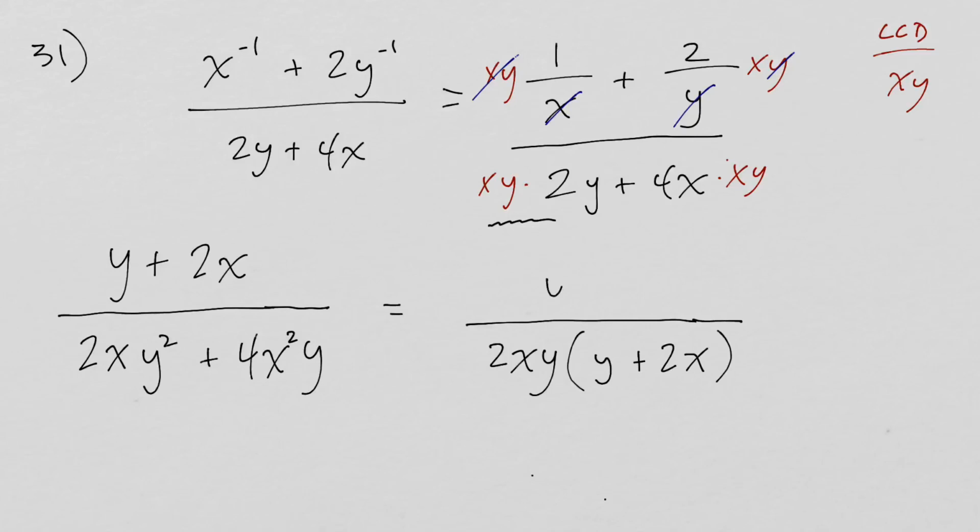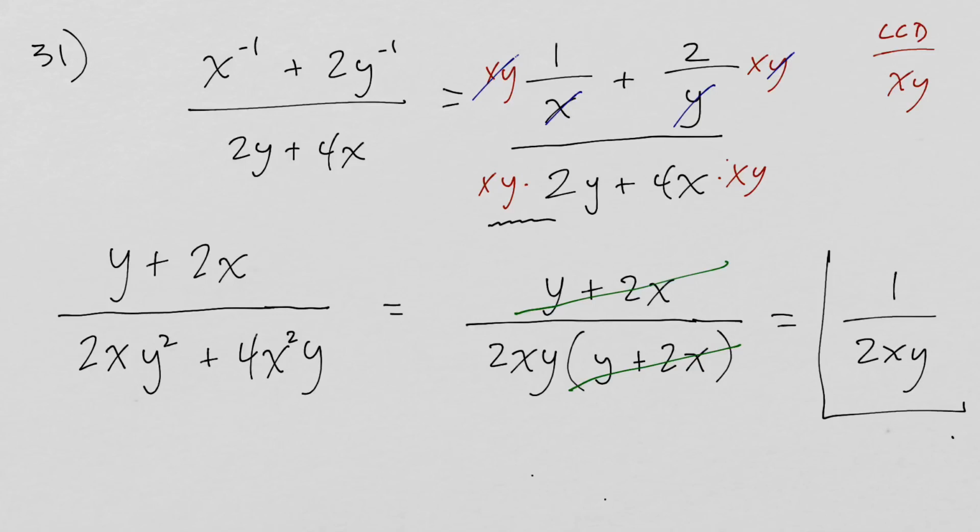In the top, I can't factor that at all, so I'm just going to write it down again. But now I can see that I can cancel. This entire factor cancels with that entire factor. So I have a 1 left on top and a 2xy in the denominator. And that's the final answer.